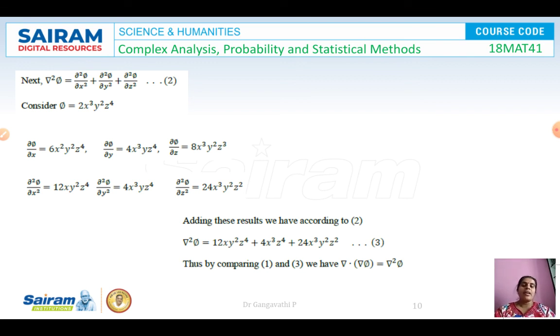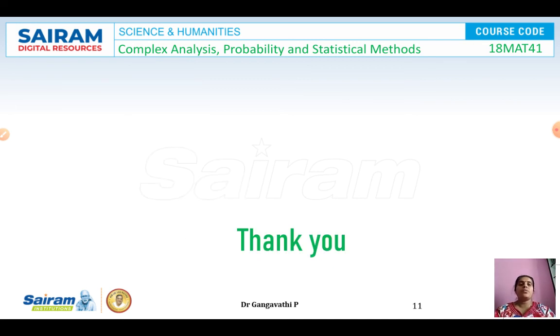Del dot del phi is equal to del square phi. Hence it is proved. So this is how different kinds of problems are there, and you can go through the notes for more problems. Thank you.